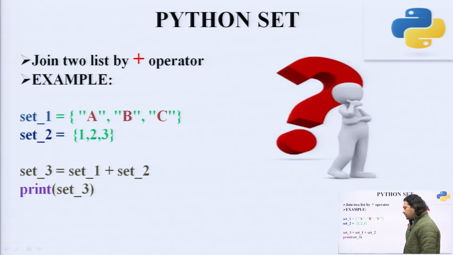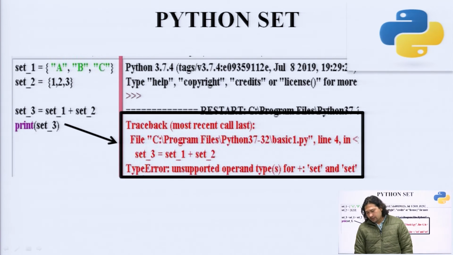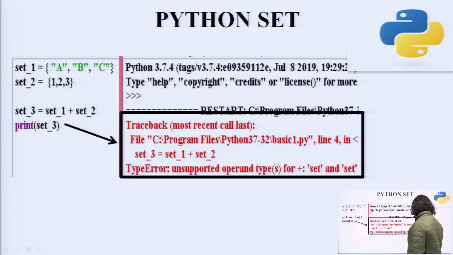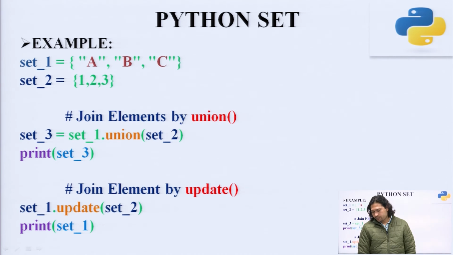Can we join the two sets together? Is it possible? No, it cannot be possible in the set data type. This is the hidden question. Here you can see it totally does not support the plus operand in the set data type, and due to this it is totally unsupporting this plus operand.